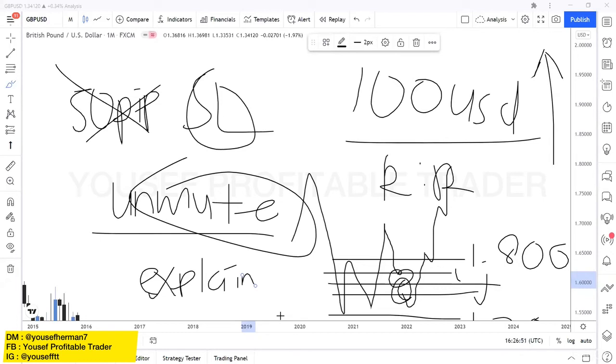Do you trade with Quasimodo? Quasimodo actually comes from support and resistance. If you focus on the structure, you will realize everything comes from the basics, which is support and resistance.